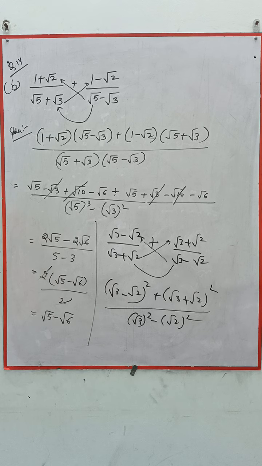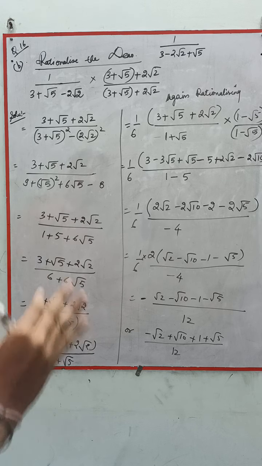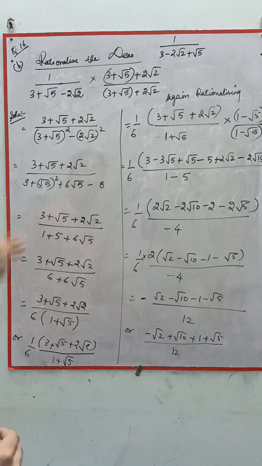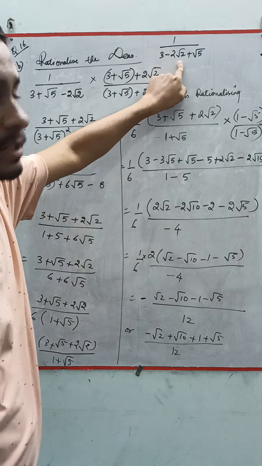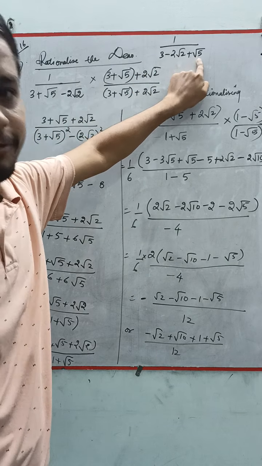Okay, so now let's see question number 16. We'll take B1. A1 again will be the homework for you. Okay, so let's see the B1 now. So this is the last question of the chapter. Please understand it very thoroughly because this is the important question. Okay, so rationalize the denominator. This is the question: 1 upon 3 minus 2 root 2 plus root 5.